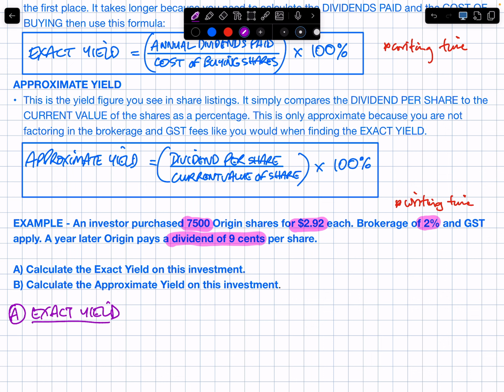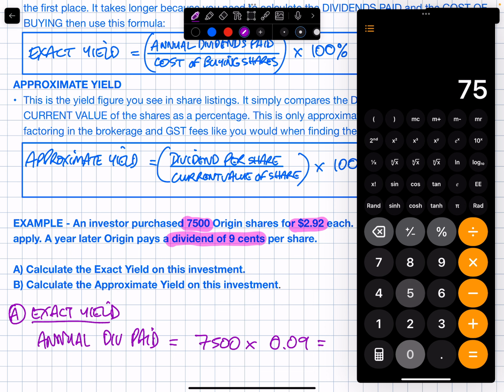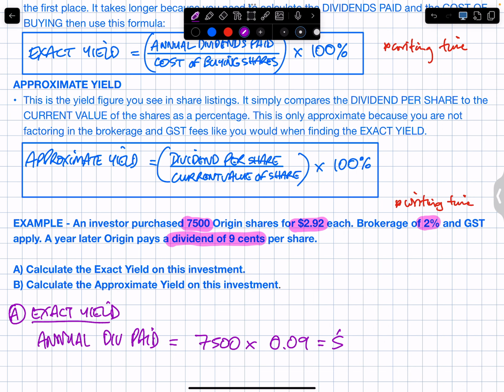I need the annual dividends paid. Annual div paid. How many shares did this guy have? 7,500. What dividend did Origin pay? 9 cents. What would that be as dollars though? 0.09. 7,500 times 0.09. He would have gotten $675 that year.